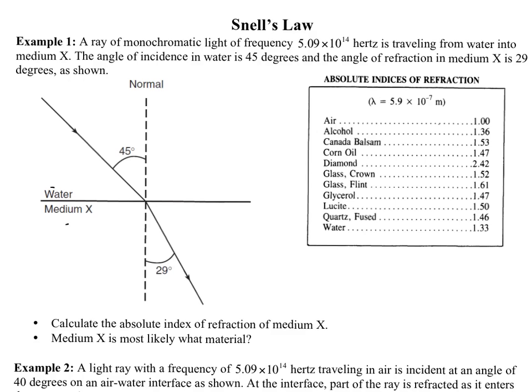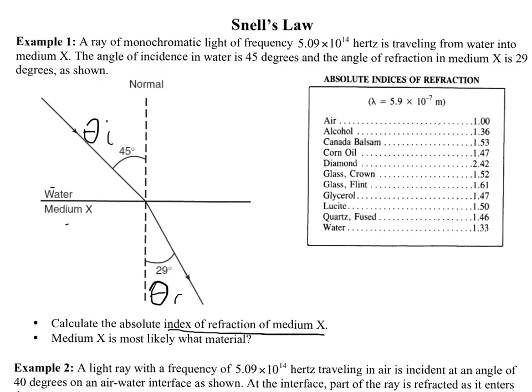So by the way, whenever you're given Snell's law problems, the angle that you come in at is called your angle of incidence, sometimes labeled theta I. And the angle you leave at is called your angle of refraction, sometimes called theta R. Calculate the absolute index of refraction of medium X.